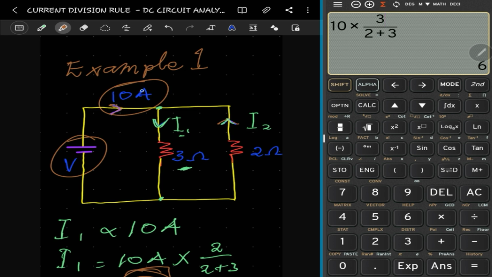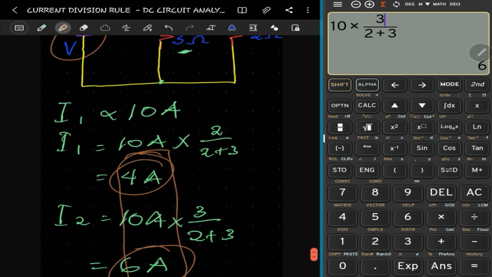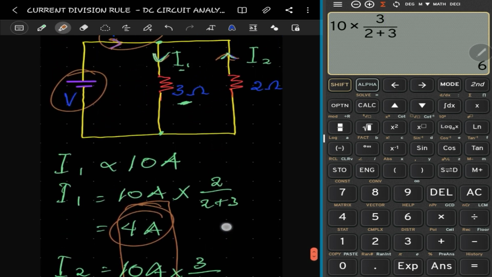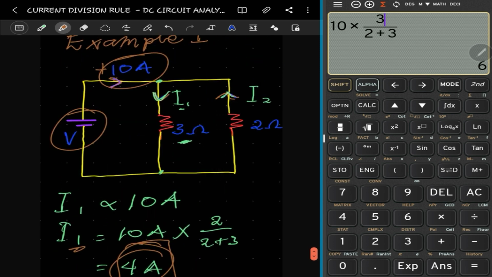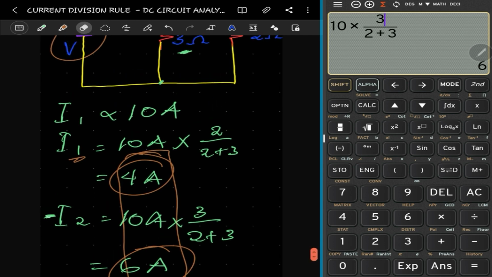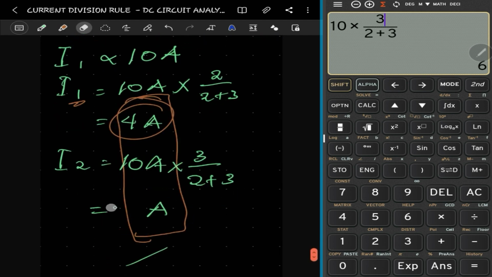So right here, this 10 is positive because it goes in the direction that we have chosen. This I1 here goes in the direction that we have chosen, but this I2 goes in the opposite direction, right? So I1 is okay because it's in the same direction as the 10 amperes, but I2 is not, it's in the opposite direction. So that will mean that we have negative I2.